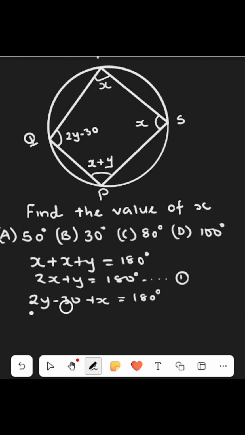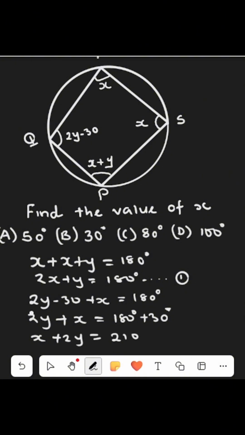So let us transpose minus 30 to the right hand side. It will change to a positive sign. So we are going to have 2y plus x equals 180 degrees plus 30 degrees. So x plus 2y equals 210 degrees. This is our equation 2.